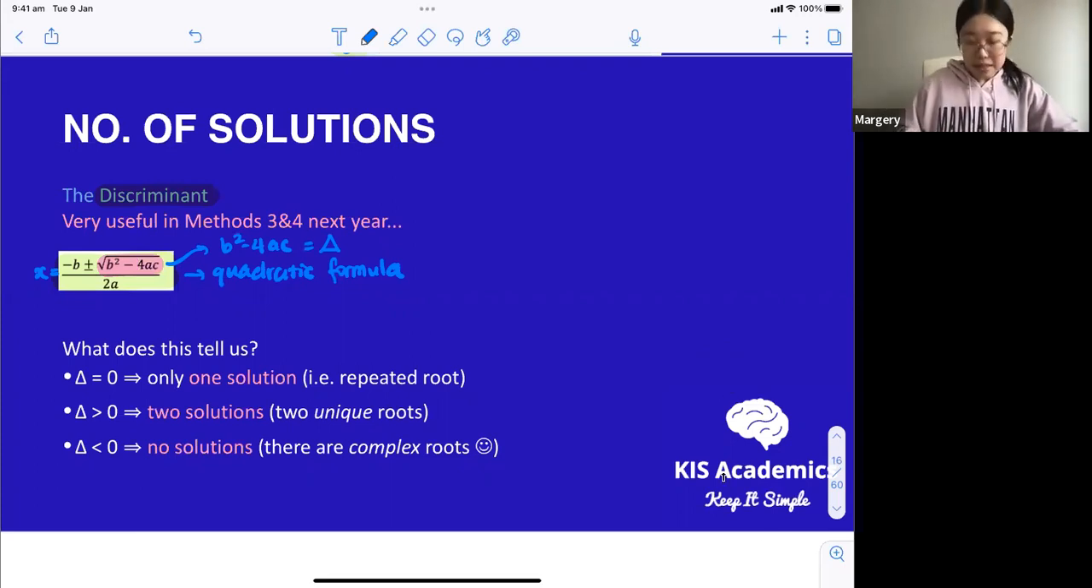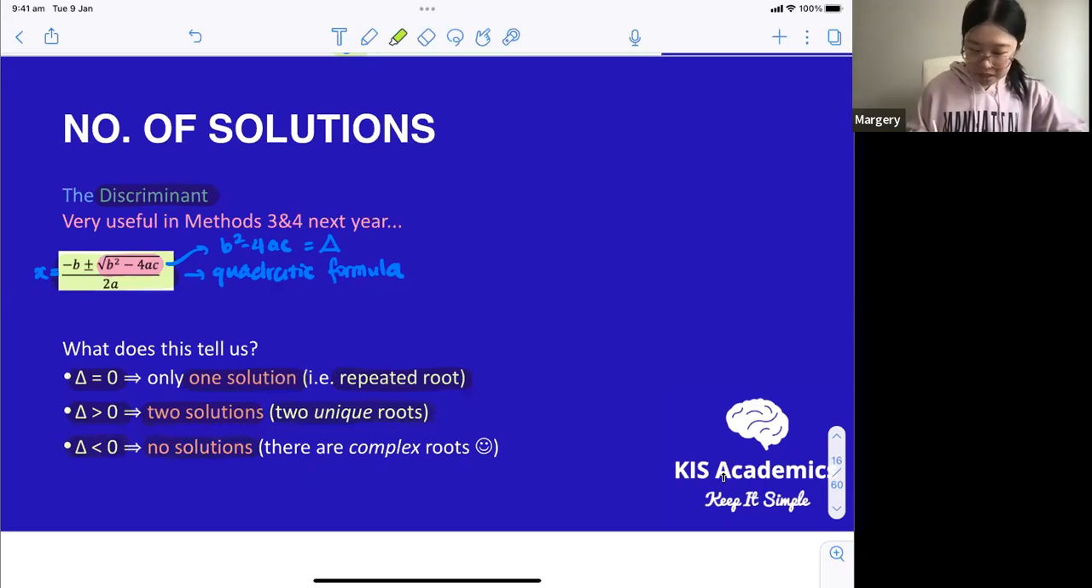The discriminant tells us a few important things. If the discriminant, the term inside the square root in our quadratic formula, is equal to 0, then we only have one solution or a repeated root. If the discriminant is greater than 0, then we have 2 solutions, or 2 unique roots. Roots is just another way of saying solutions. If the discriminant is less than 0, then we have no solutions.